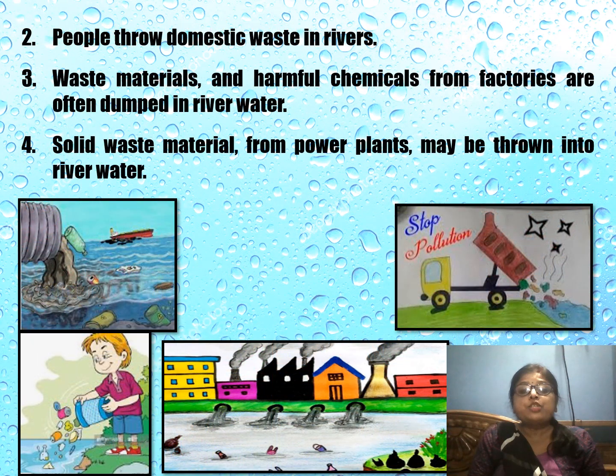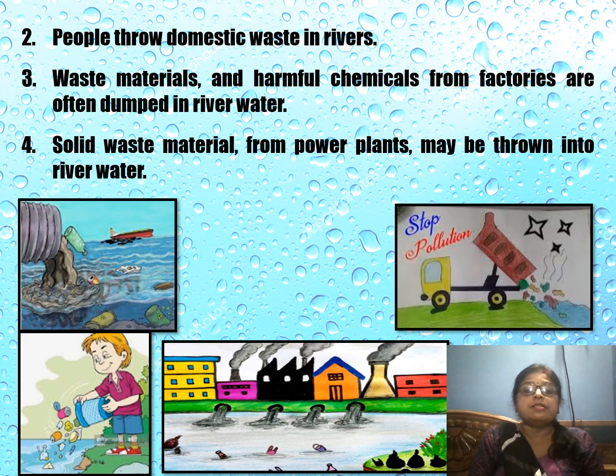Now, the next point, people throw domestic waste in water. In this picture, you are seeing a boy. He is throwing all the domestic garbage from the dustbin into the water. This makes the water impure and not fit for any use.